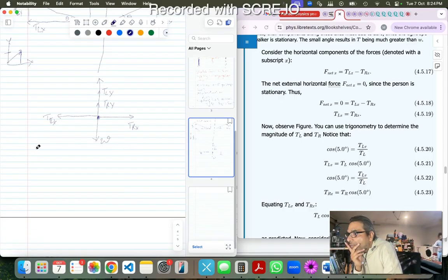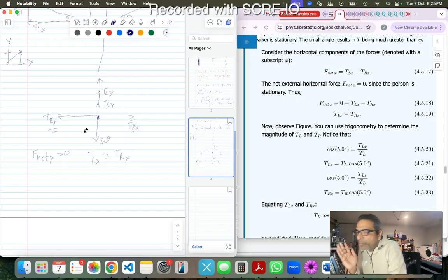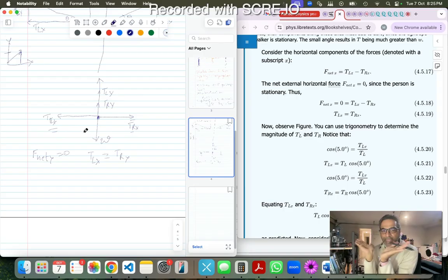Now we know that if Fnet X equals 0, that means TLX equals TRX because they are canceling each other, right? The X components are opposite and equal. That's why there is no horizontal movement, right? So this is one equation.